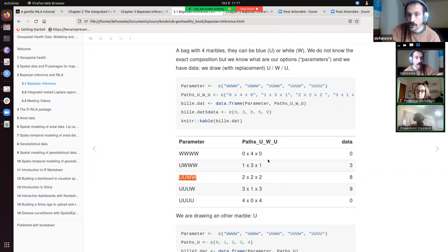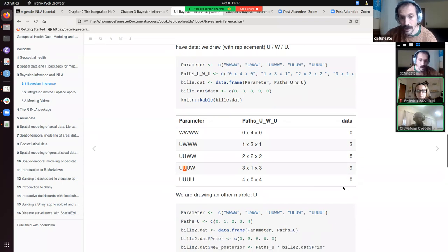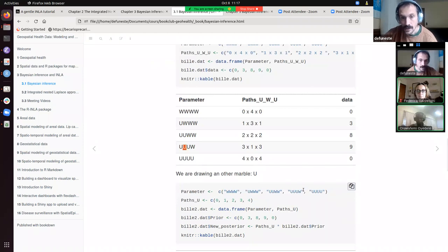Then if I put it back, because it's with replacement, this is to keep the same. So this path leads us to eight. Then if we have more blue than white, with the data we have three ways of drawing one blue, and one way of drawing one white, because we just have one white, and then three. That leads us to that. Okay, is it together?